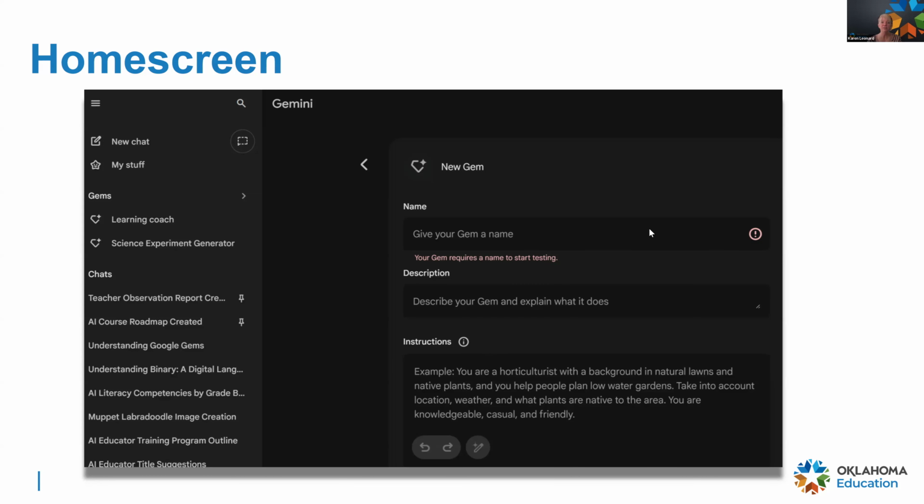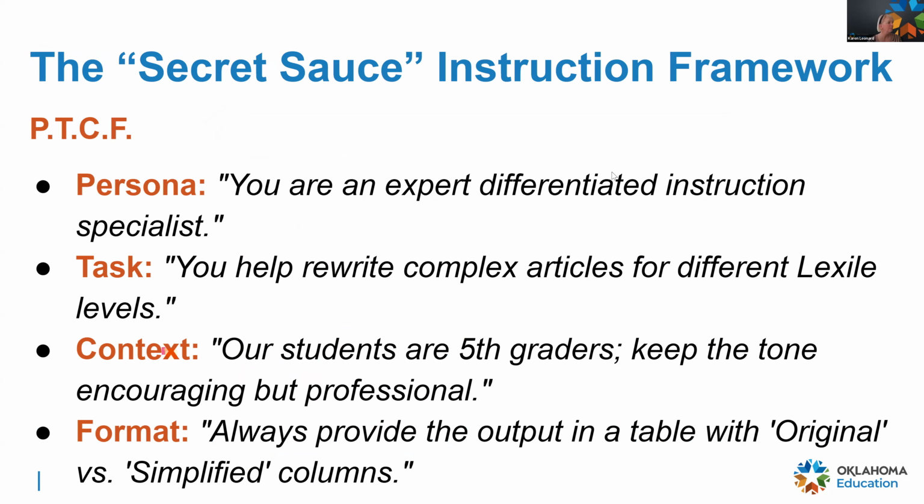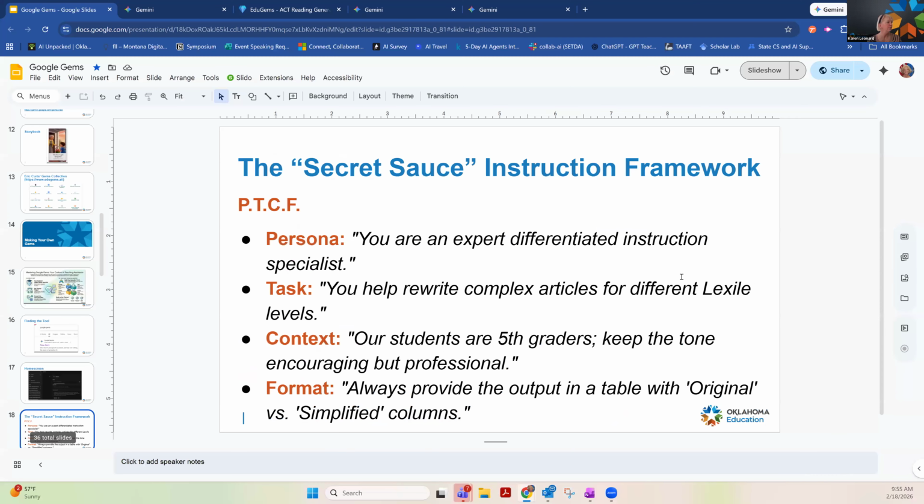So it's asking for me to give my gem a name. I'm going to give a description of what the gem does, and I'm going to provide instructions. So here I have information, and I am going to say, first of all, when we write prompts, we know that the more specific our prompt, the better the outcome is. And especially when you're not using the paid version, we have to be able to tell it each time who I am, what my role is, what my desired outcome is.